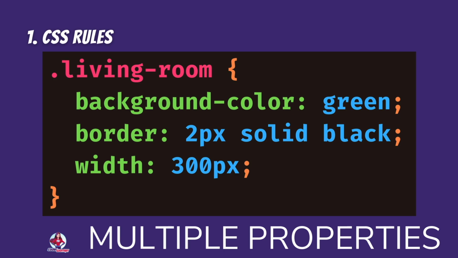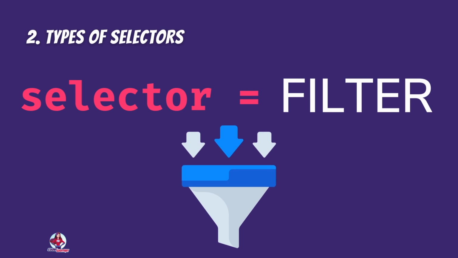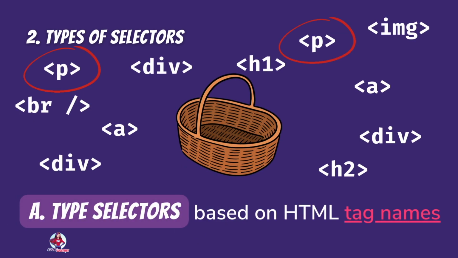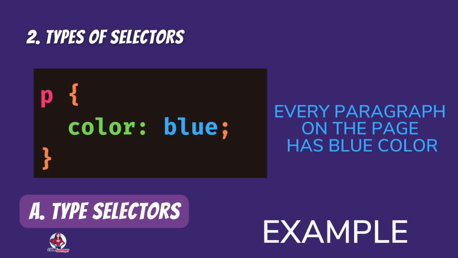Selectors are like filters that help us choose the elements we want to style on our web page. There are several ways to pick elements based on their characteristics. Type selectors target elements based on their HTML tag names. It's like selecting all fruits of a specific kind in a fruit basket. Here we select all paragraph elements and change their text color to blue.